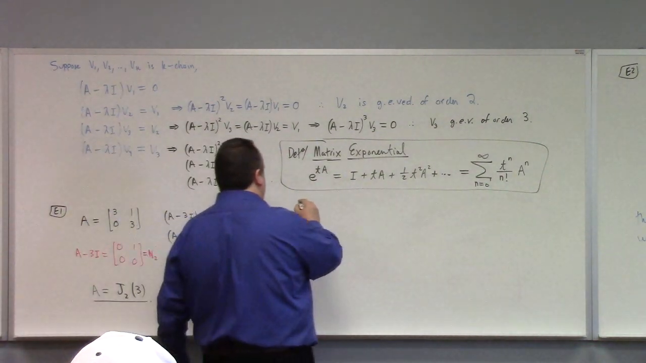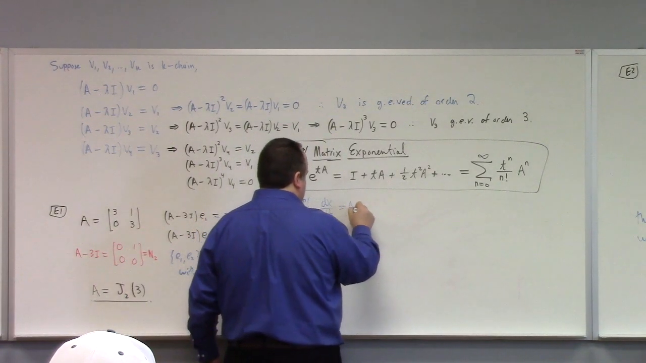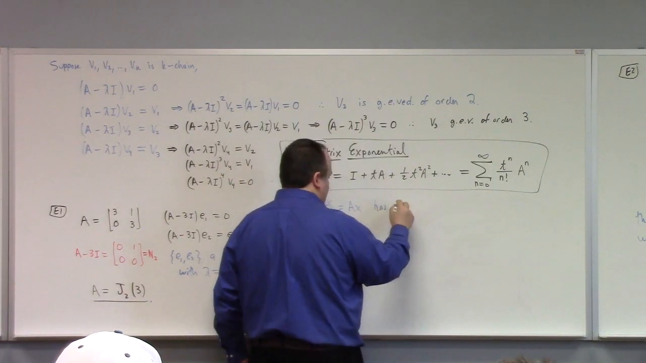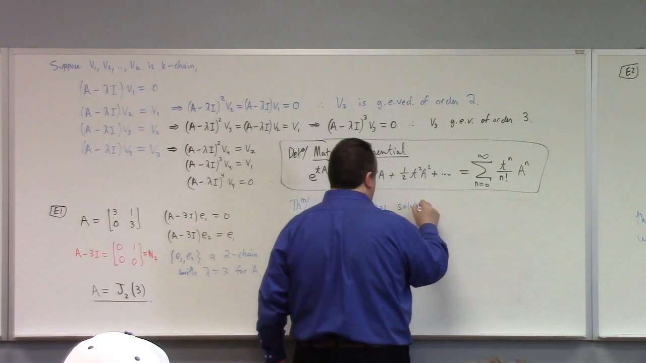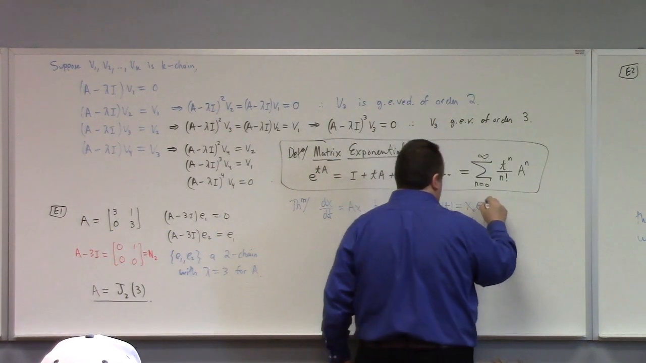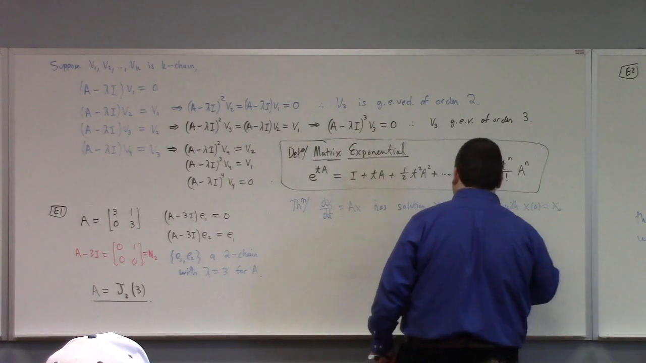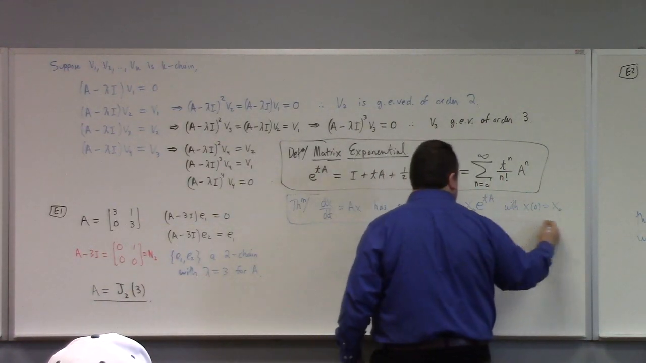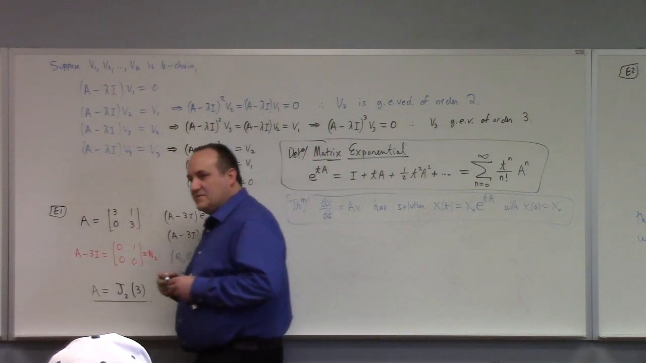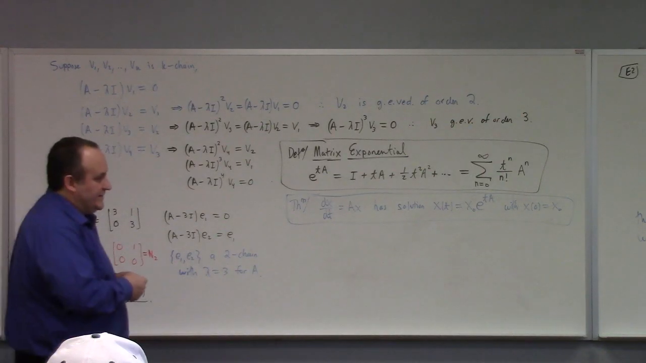So in a nutshell, here it is, theorem: dx/dt equals Ax has solution x of t is equal to e to the tA times x sub naught, with x of 0 equal to x sub naught. In other words, that's the solution to the arbitrary initial value problem for dx/dt equals Ax, where A is an n by n matrix. So this is the solution to an arbitrary n by n homogeneous system of first order differential equations, all at once with this one fell swooping thing, the matrix exponential.